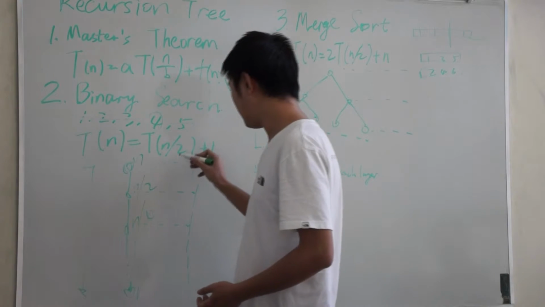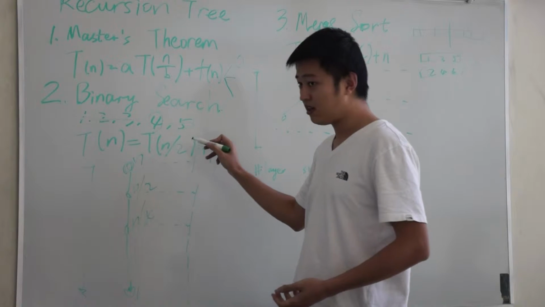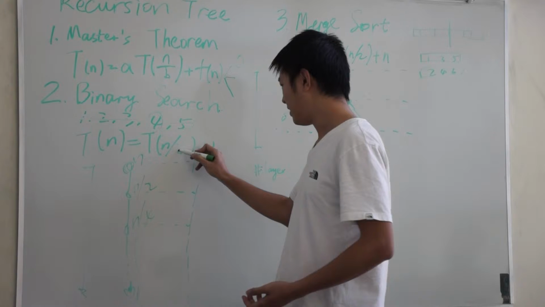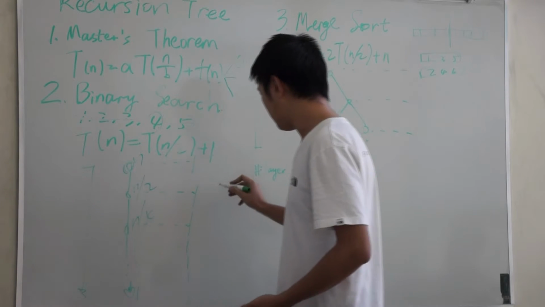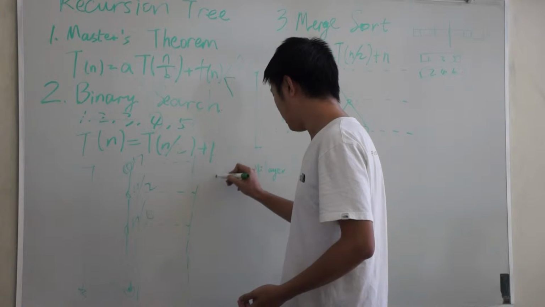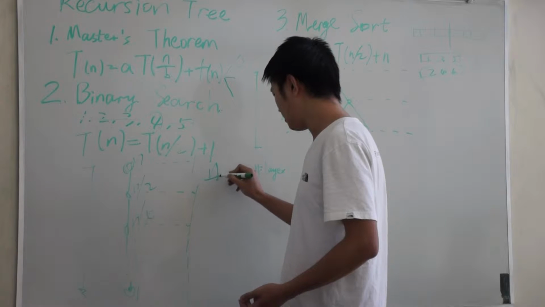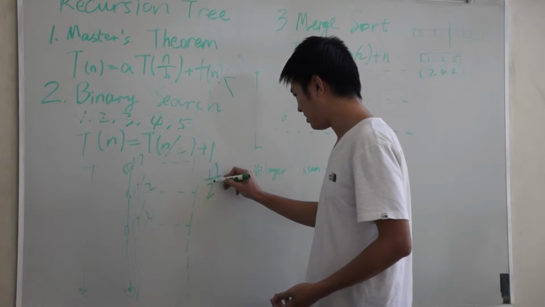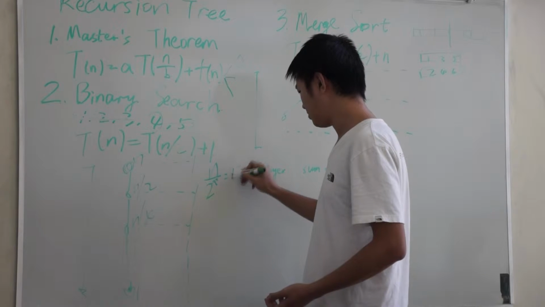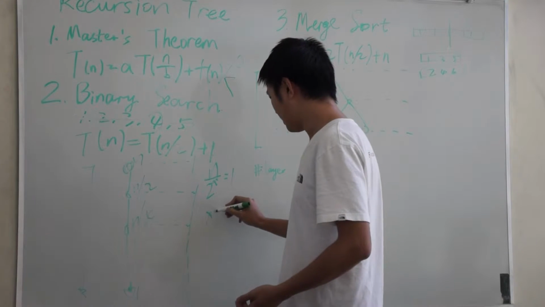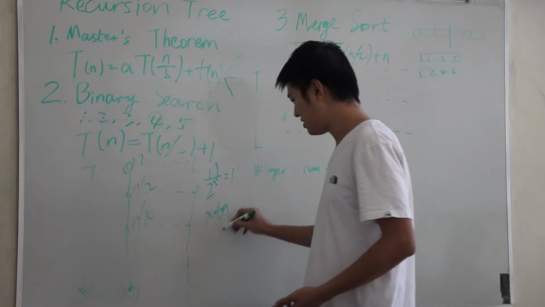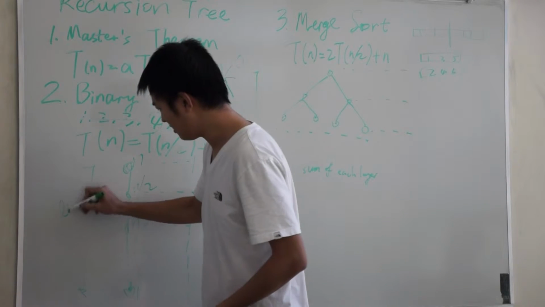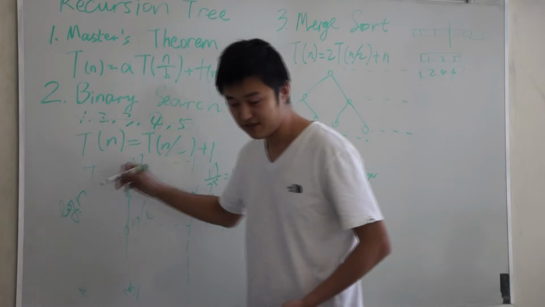So how many layers do we have here? As we can see, each time n is decreased by half. So n over 2 times x equals 1, and we can see x is log base 2 of n.